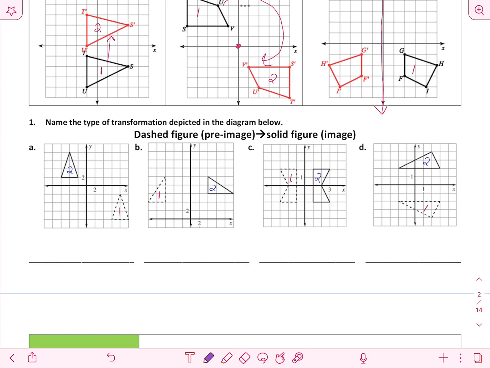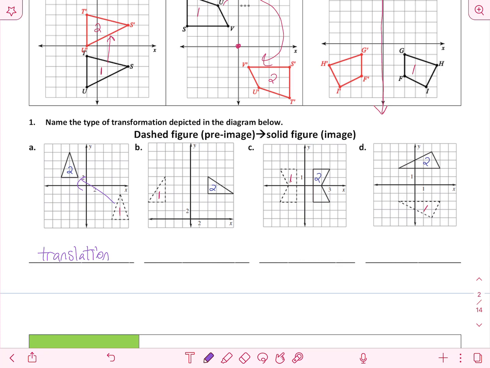So first, let's look at A. Going from shape 1 to shape 2, the direction stayed the same. It doesn't look like it flipped over left or right or turned around. This is a slide, also known as a translation. We have called translation a slide, but when you're doing your work, we really do need to call it its proper geometric term, which is a translation.